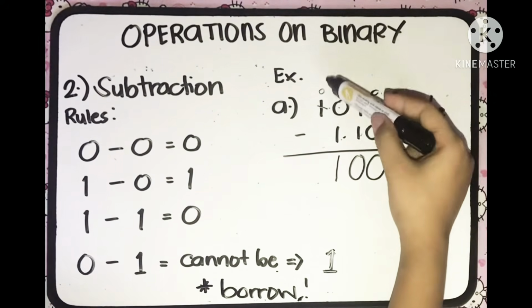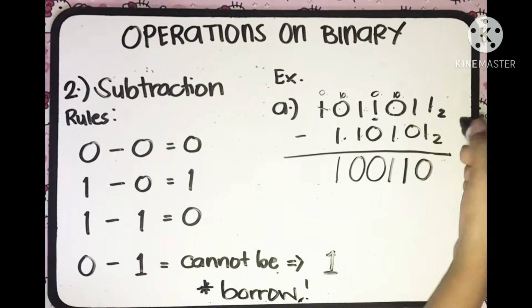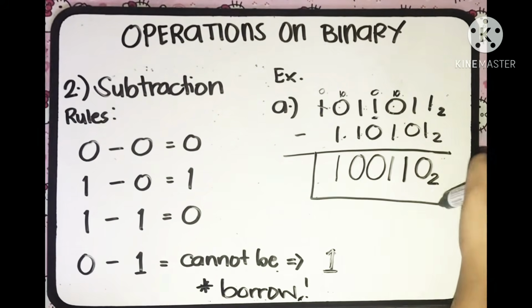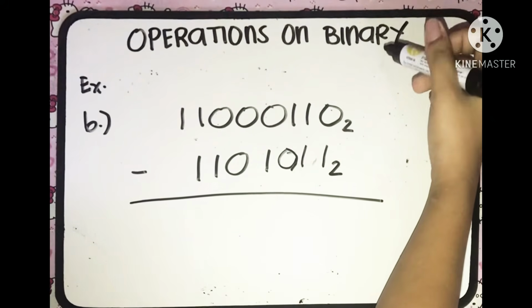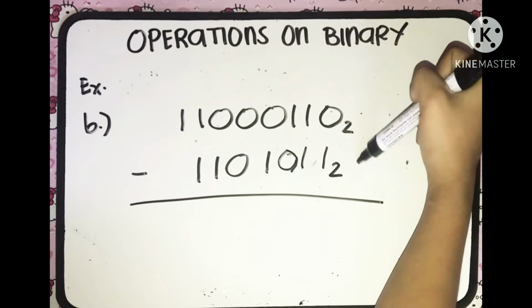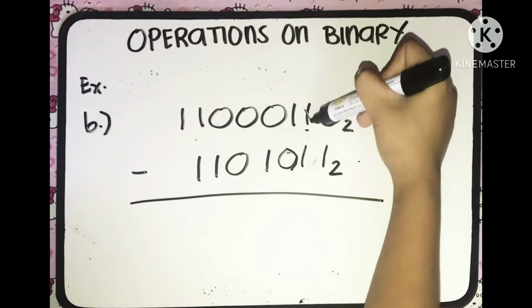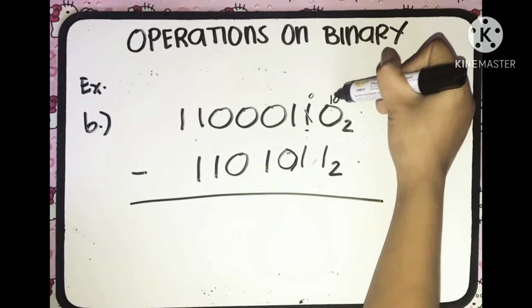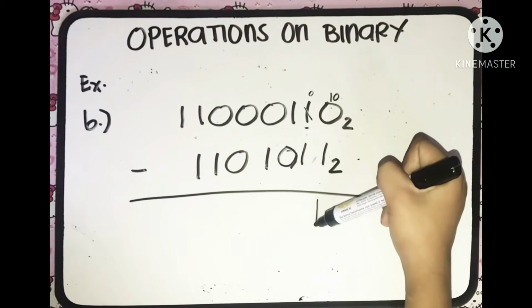And then, kahit hindi nyo na i-bring down yung 0 doon. And then, don't forget to write subscript 2. And that is the answer. For the second example, so, let's start. 0 minus 1. So, borrow sa pinakamalapit na 1. So, we'll have, this 1 will be 0. And then, magiging 1, 0 yung 0 natin. And 1, 0 minus 1 is equal to 1.